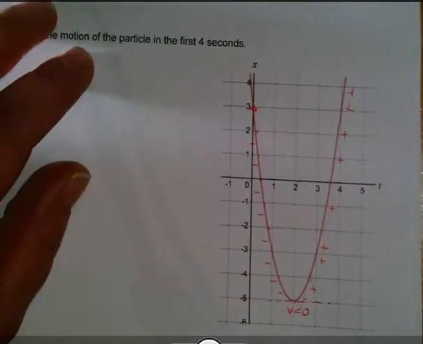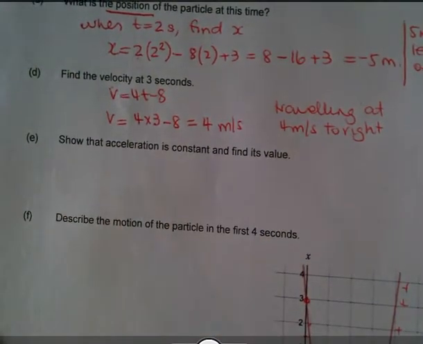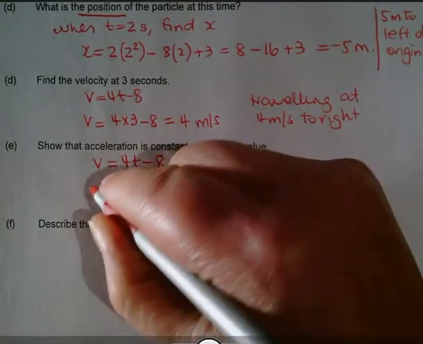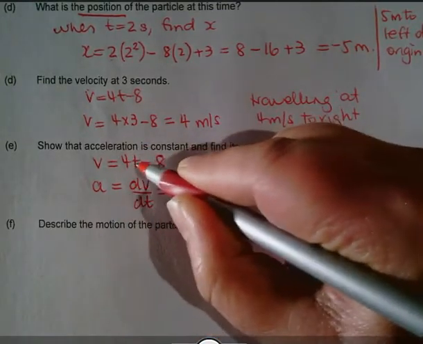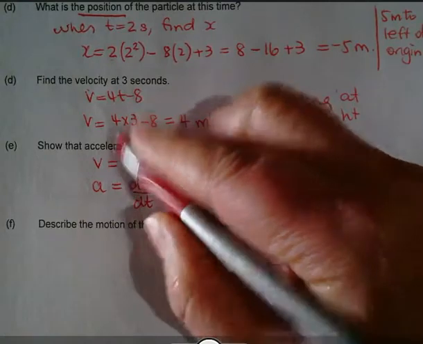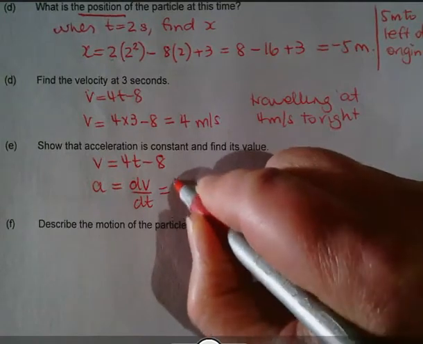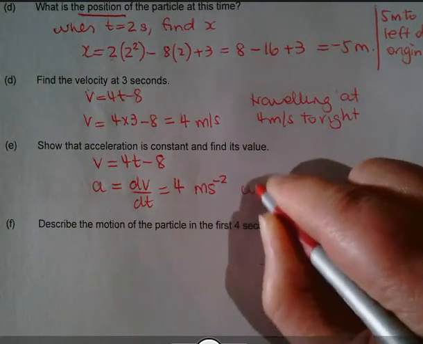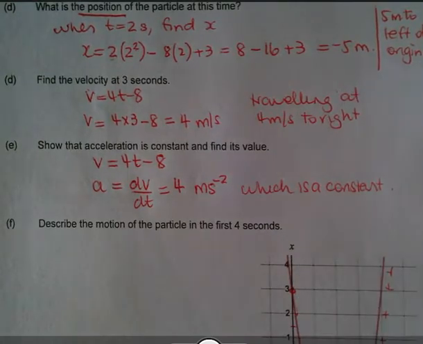Okay, good. Now the next question says, show that acceleration is constant and find its value. So we've got the equation for velocity. It's v is 4t minus 8. And we have to find the acceleration. Now we know that acceleration is dv/dt. If I work out the derivative, if I differentiate 4t, I get 4. And the units would be meters per second squared, which is a constant because there's no t next to it, so its value never changes, okay?